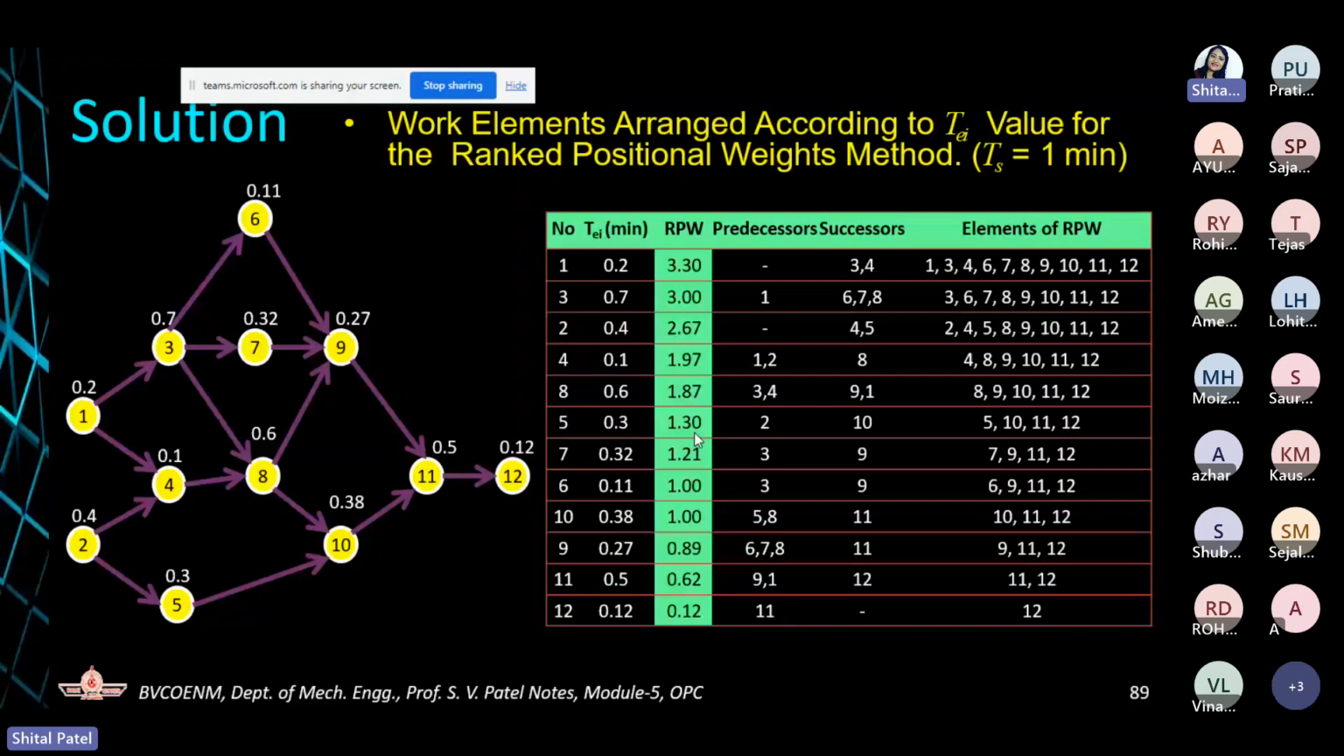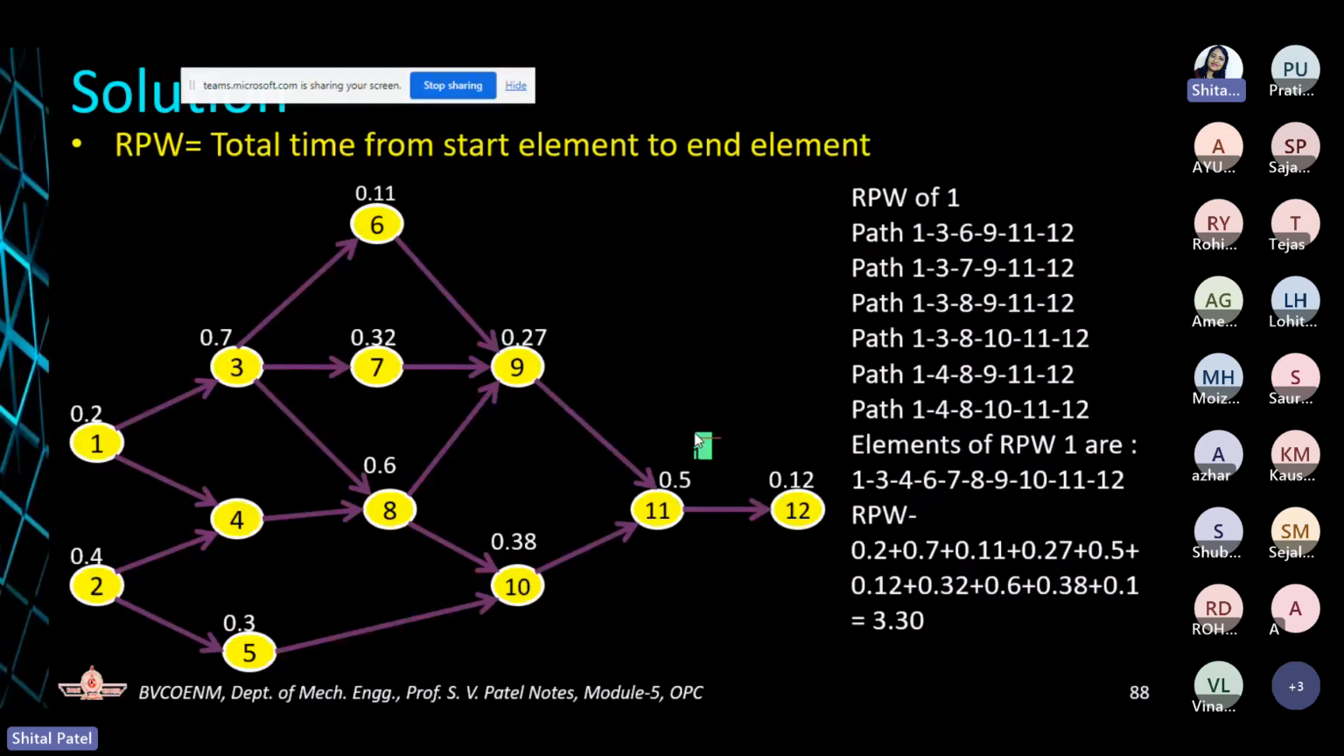Am I clear with this? So how are we going to give the weightage to each activity? That depends on how many other activities depend on this activity. In the previous slide, depending upon the priority of the activity, let's talk about activity number 1. Activity number 1 is proceeding further with 3, 4, 8, 7, 6, 9, 10, 11, and 12.